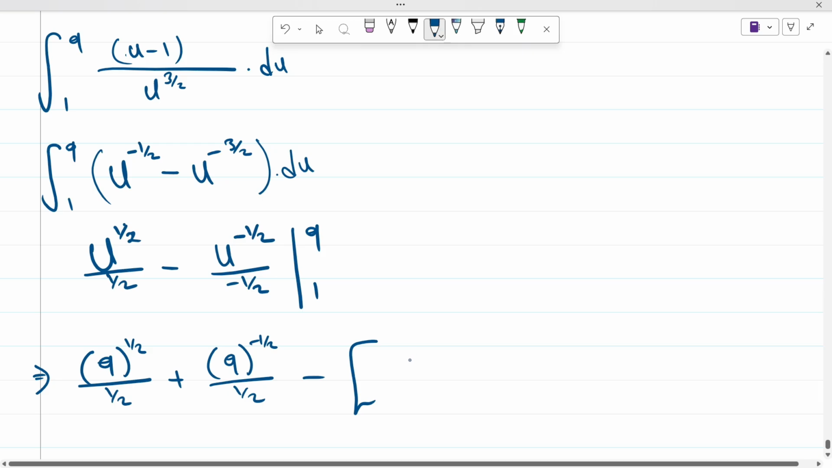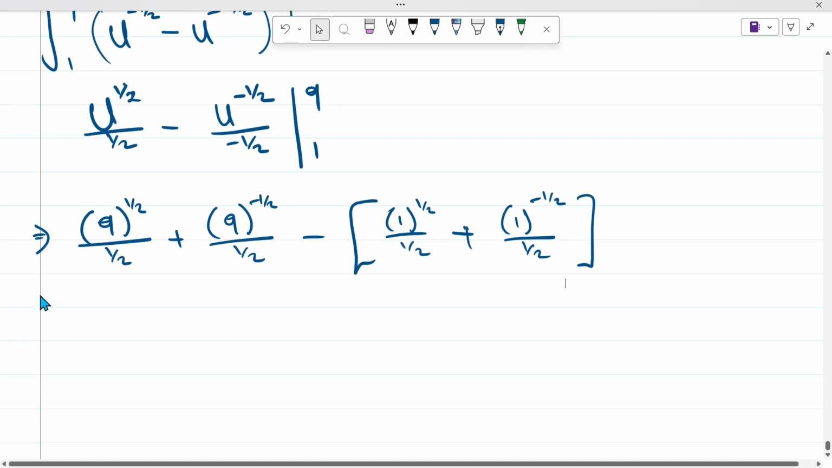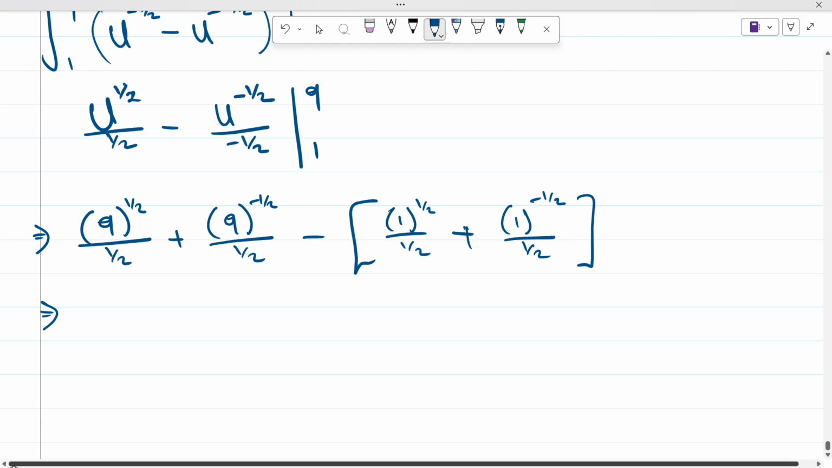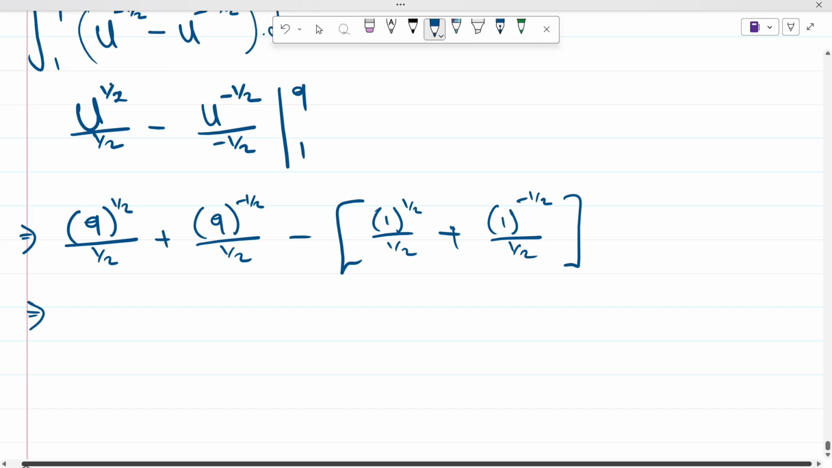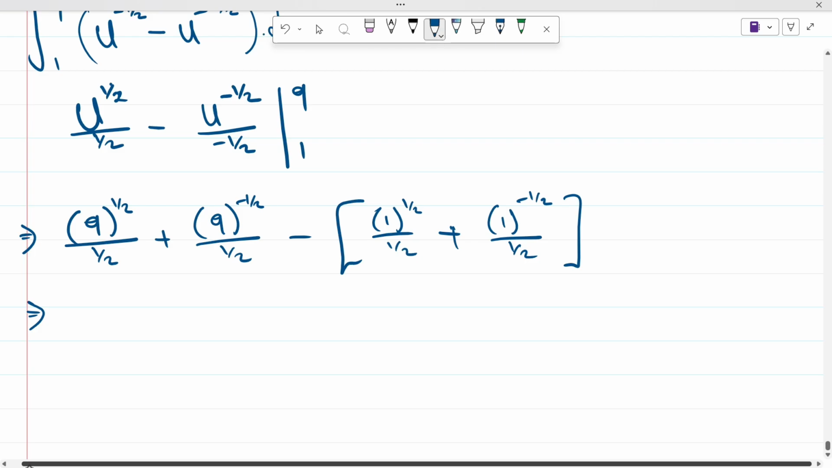We do the same thing, but we substitute the lower limit now. This is going to be half divided by half, minus u, which is 1 to the power negative half, all over, okay, I can say plus here so that I can write the positive 1 here. And then you punch everything on your calculator. You'll get 2 multiplied by 9 to the power of 1 over 2, plus 2 multiplied by 9 to the power of negative half.